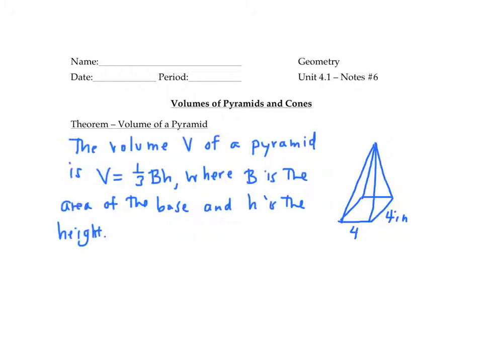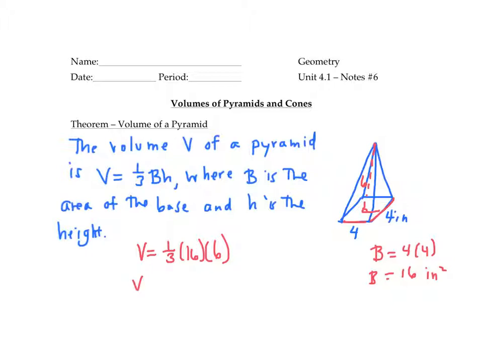The height will be the perpendicular distance from the top of the pyramid to the base. And if we are given that that height is 6 inches, and the sides of the base are each 4 inches, meaning the base is a square, we can find the volume of this particular pyramid by doing 1/3 times the area of the base. Remember, this base is a square, so it's 4 times 4, or 16 inches squared. So we're going to plug 16 in for B, and our height is 6.